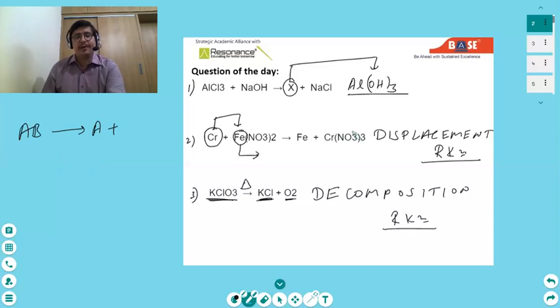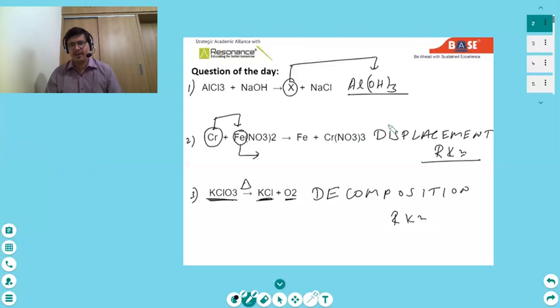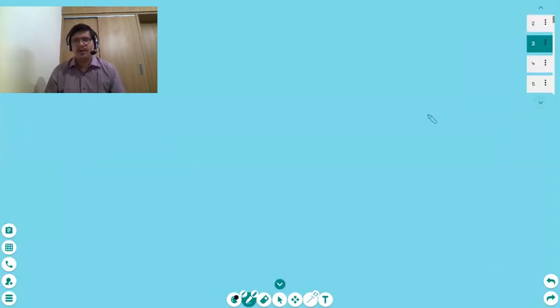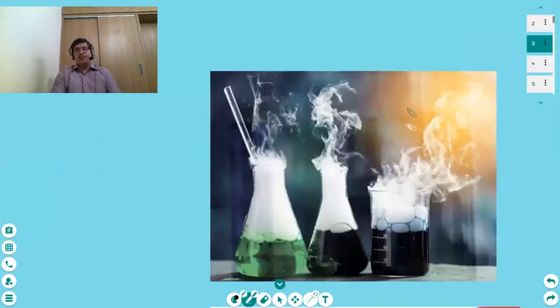I hope this is clear, and let's move to the fresh session for today. That is session number 7. Whenever you see this, I'll tell you which session it is, but first tell me what I'm going to do. So this is the most common thing which you see in your chemistry lab when you come to us. We will show this in our labs also.